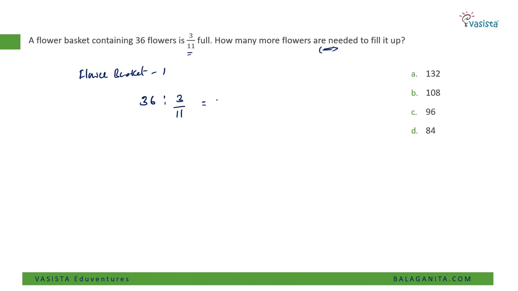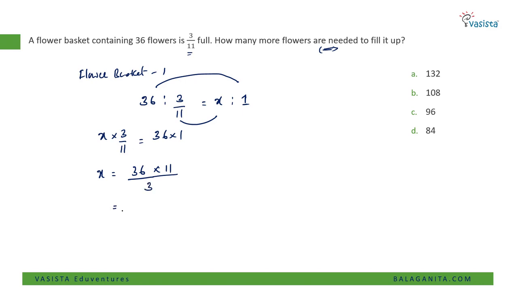For how many flowers does it require to fill the whole basket? That is going to be 1. So multiply like this. Now x into 3 by 11 is going to be 36 into 1, or x is equal to 36 divided by 3 by 11. Cross multiply here: this 11 will go to the numerator and 3 will come to the denominator. So 12, 3 ones are 3, 12 into 11.